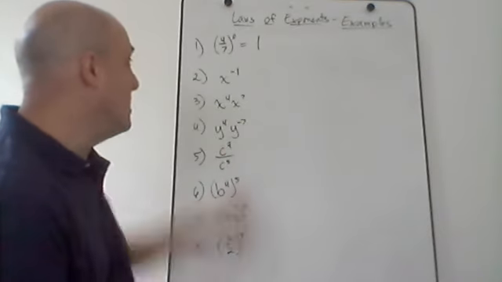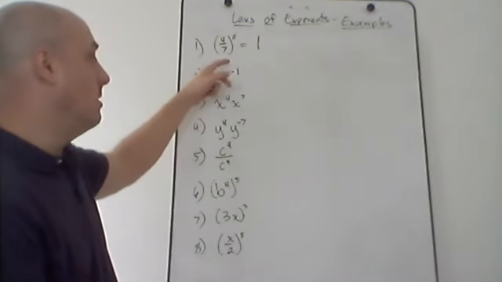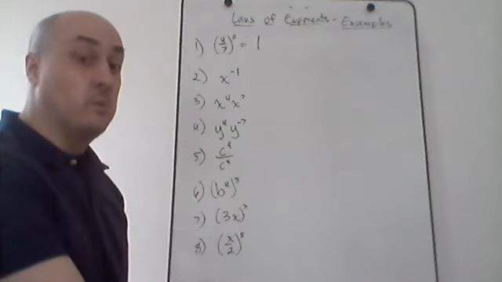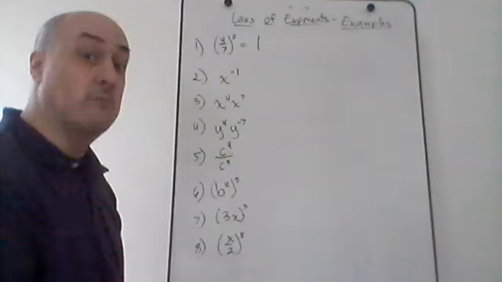So anytime you see a number or a variable or a whole big expression in parentheses raised to the 0 power, doesn't matter what that is, just make it a 1, you're done. Pretty simple if you know what that rule is.